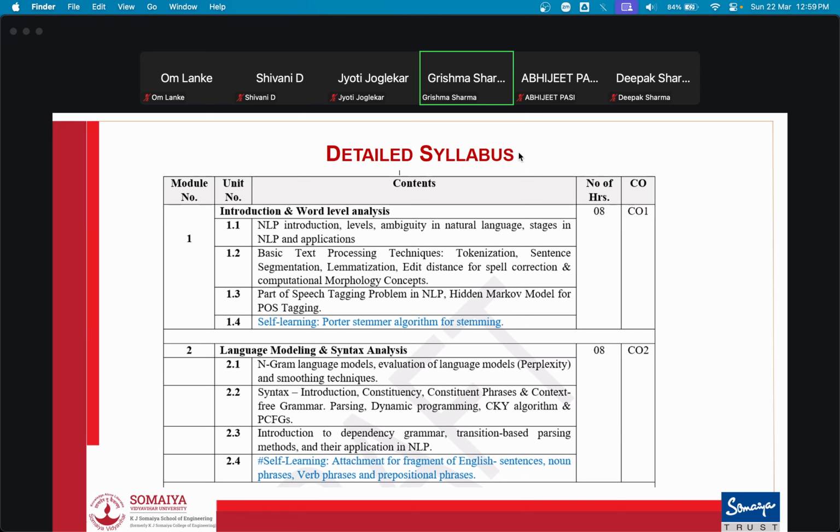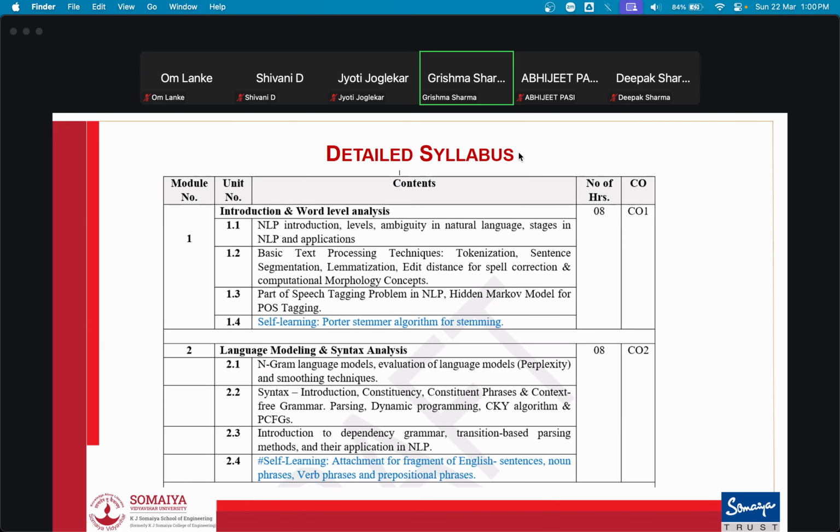Once you have applied the language model, the role of syntax analysis will come. Syntax analysis will identify whether the sentence the language model has given you is grammatically correct or not, according to the grammatical rules of the language that you are working with. For that, we have different methods and algorithms, which we are going to cover in module number 2.2.